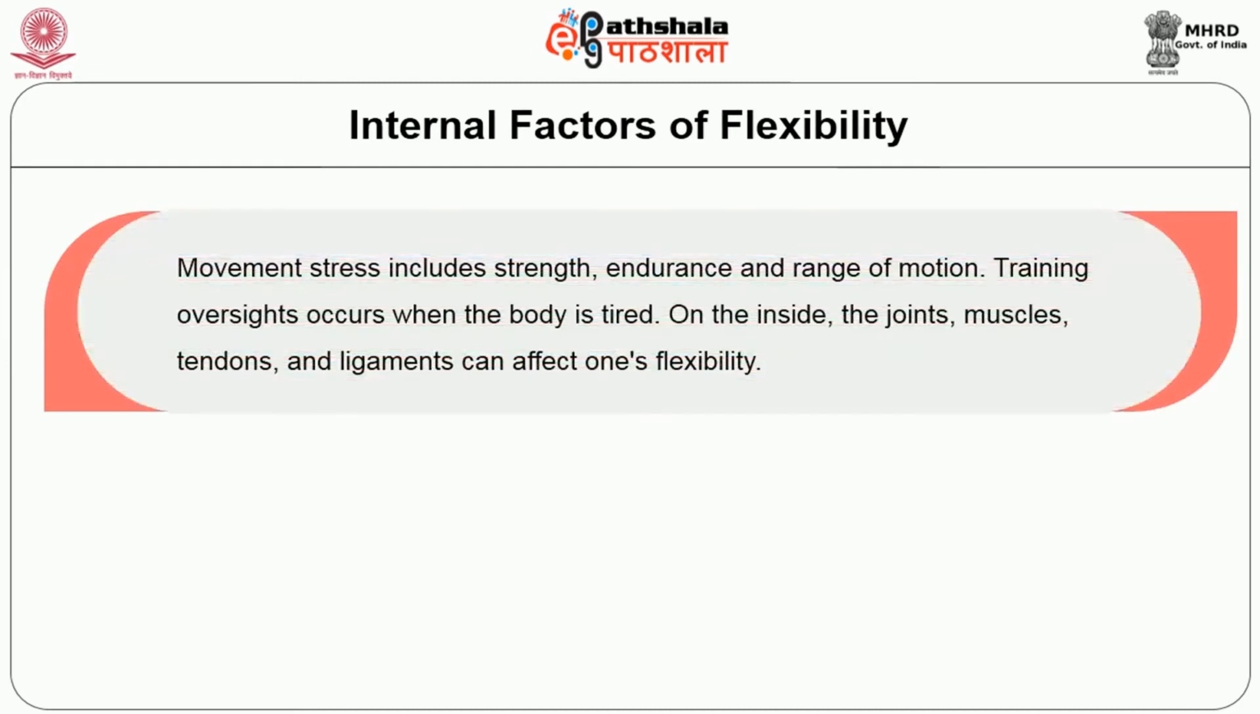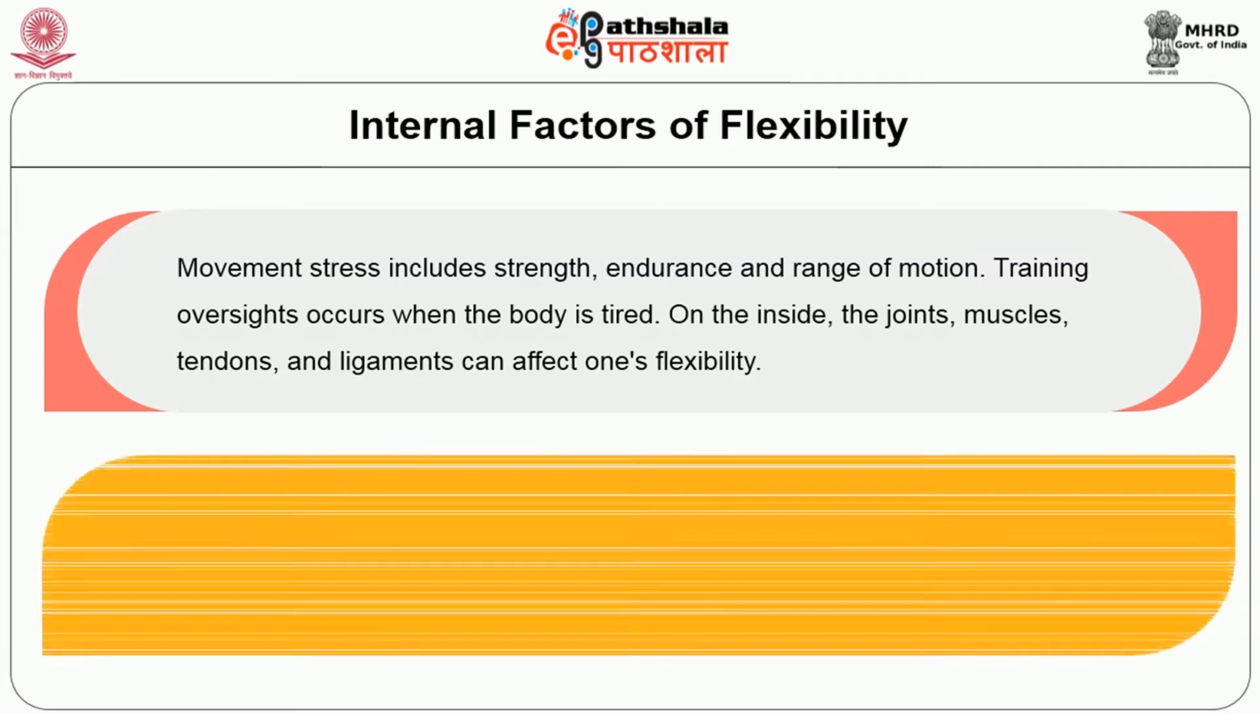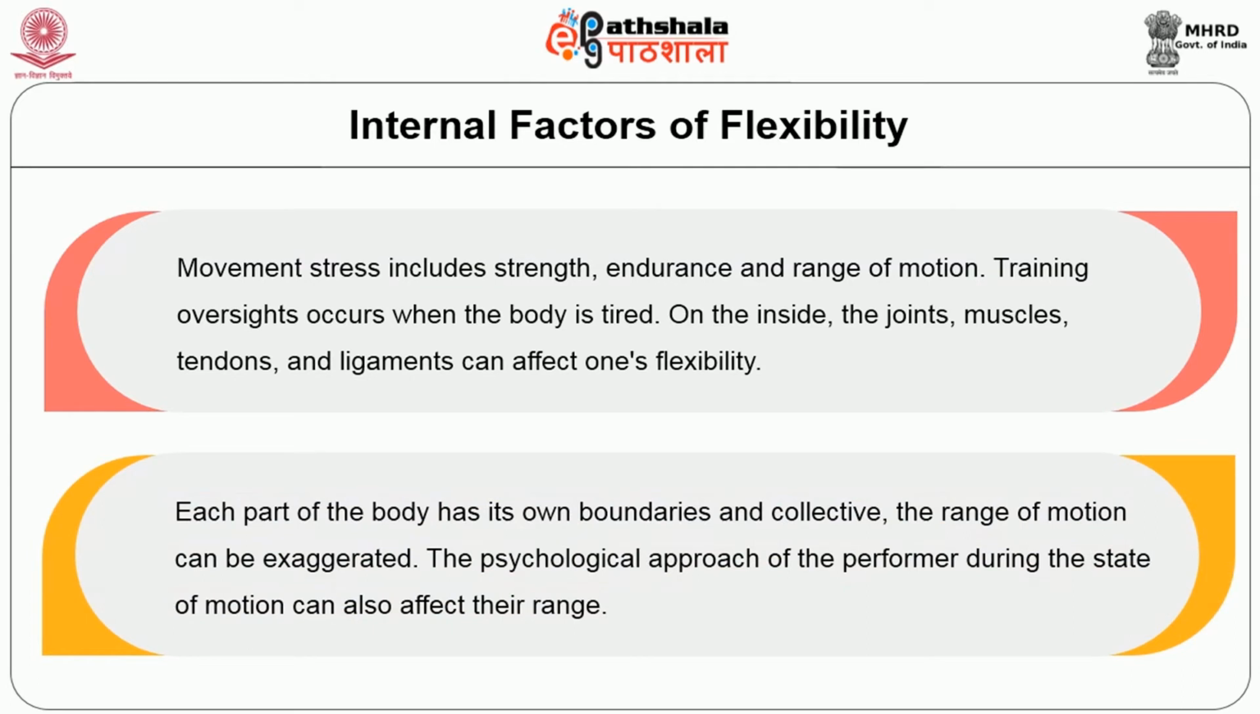Movement stress includes strength, endurance and range of motion. Training oversights occur when the body is tired. On the inside, the joints, muscles, tendons and ligaments can affect one's flexibility. Each part of the body has its own boundaries and collective range of motion, which can be exaggerated. The physiological approach of the performer during the state of motion can also affect their range.